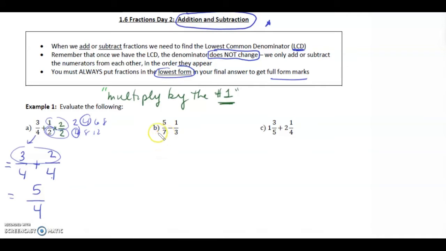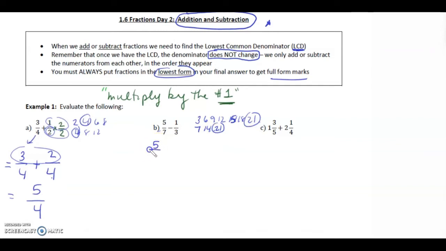Okay, B, 5 over 7 minus 1 over 3. So we're going to have to multiply both of these because if we pattern the 3, 3, 6, 9, 12, 15, 18, 21. And if we pattern the 7, well, 7's not a multiple of 3. 7, 14. 14 is not a multiple of 3. 21 is a multiple of 3.